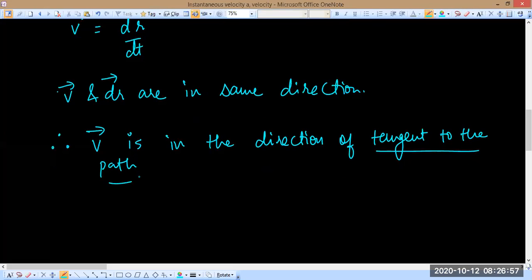So v vector is in the direction of tangent to the path, right? I hope you understand this and remember this. This is a very important point.